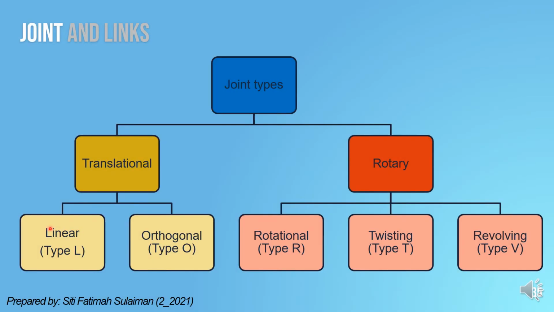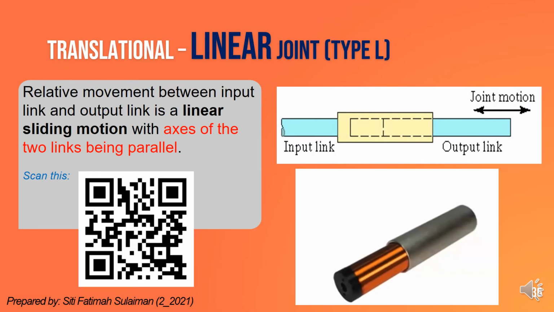Okay, basically, robot joint types can be categorized into two, which are translational and rotary. So type L and type O are translational joints. Meanwhile, type R, type T, and type V are rotary joints. Okay, so linear joint is always called type L joint. For this type, the movement between input link and output link is linear.